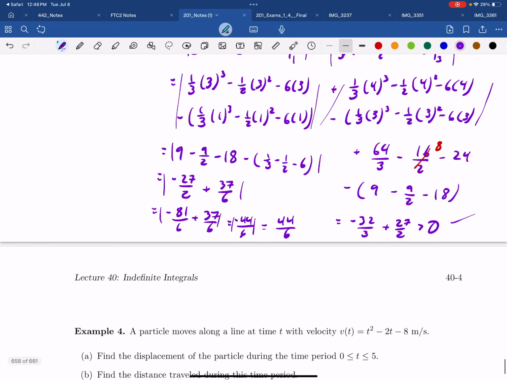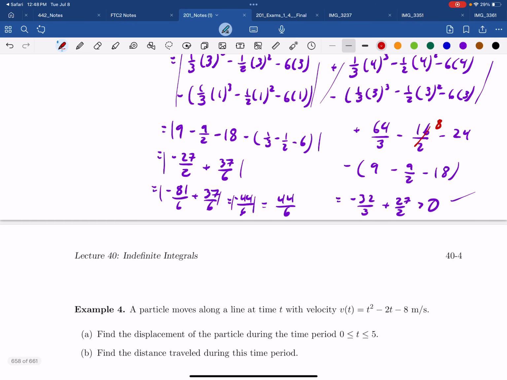Okay. So distance equals 44/6, which is really 22 thirds, plus, or I guess minus 32 thirds plus 27 halves, which equals, whatever. I'll let you simplify that.